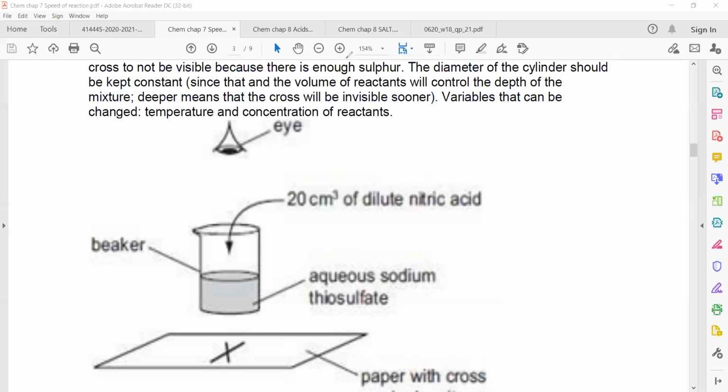The formula for sodium thiosulfate is Na2S2O3, and the formula for HCl, this is HCl.